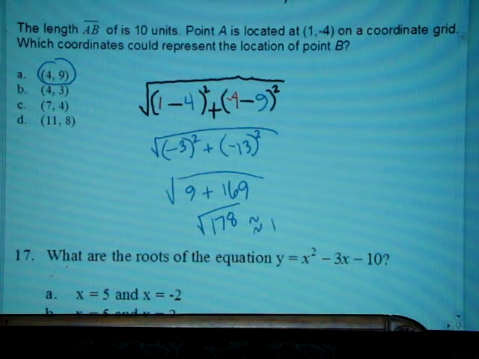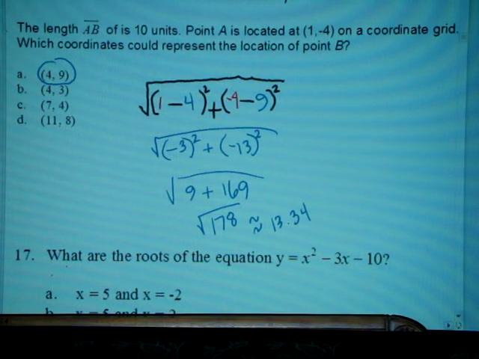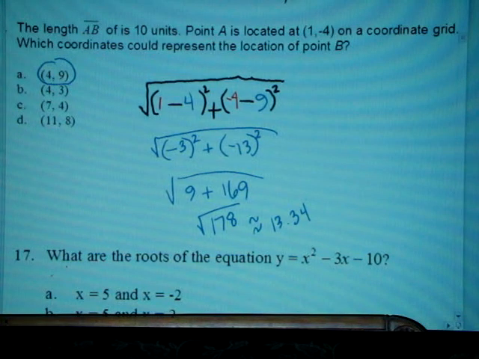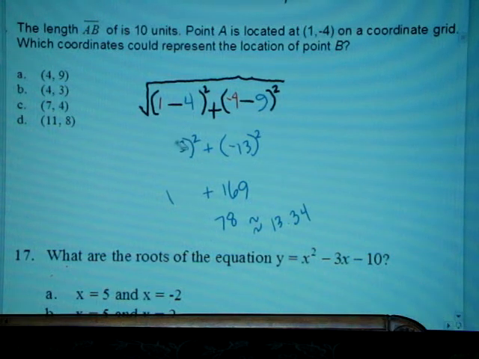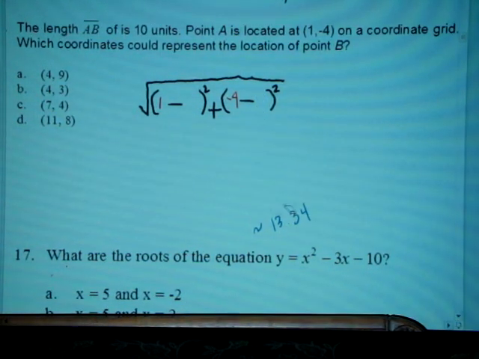About 13.34. Okay, that can't be it then, because it's saying that the distance from A to B has to be 10 units. So that's not it. So we're going to go back through. That's not the answer. Erase everything that had to do with the first point and work the second one out.